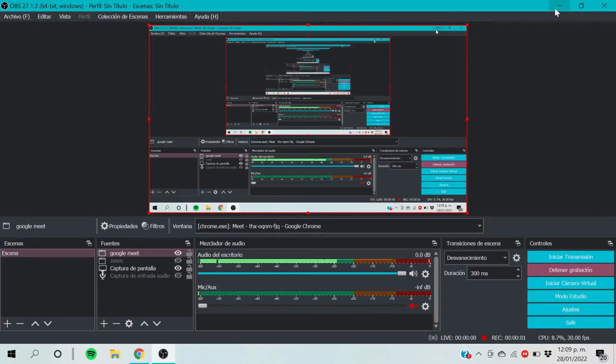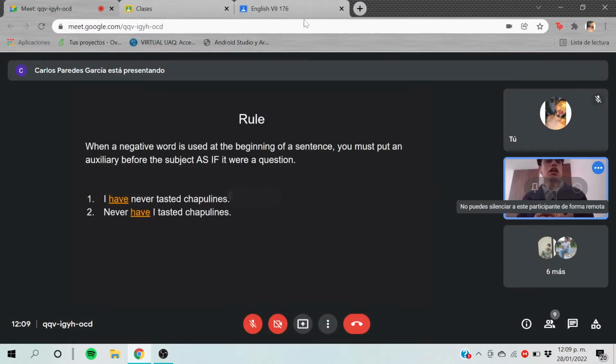...at the start of a sentence. This rule says when a negative word is used at the beginning of a sentence, you must put an auxiliary before the subject, as if it were a question. In the examples below, you may see how it works.